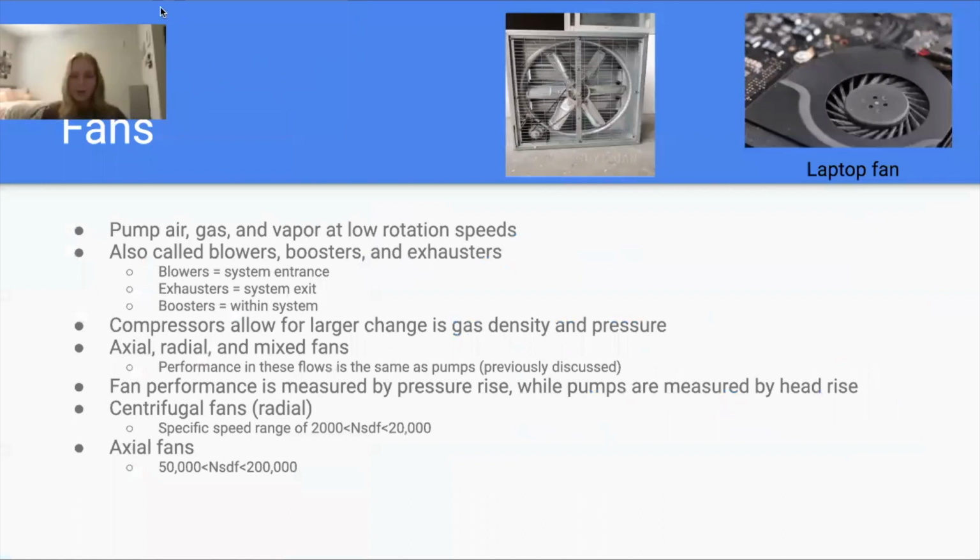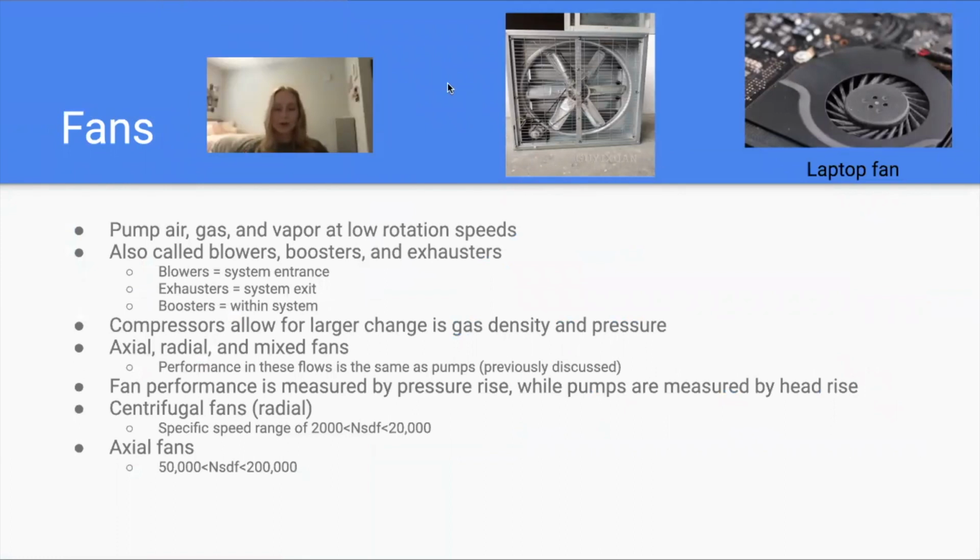So I'll also be talking about fans, and fans pump air, gas, and vapor at low rotation speeds. They're also called blowers, boosters, and exhausters. So blowers are located at the system entrance, exhausters at the system exit, and boosters are anywhere within the system. And compressors allow for a larger change in gas density and pressure.